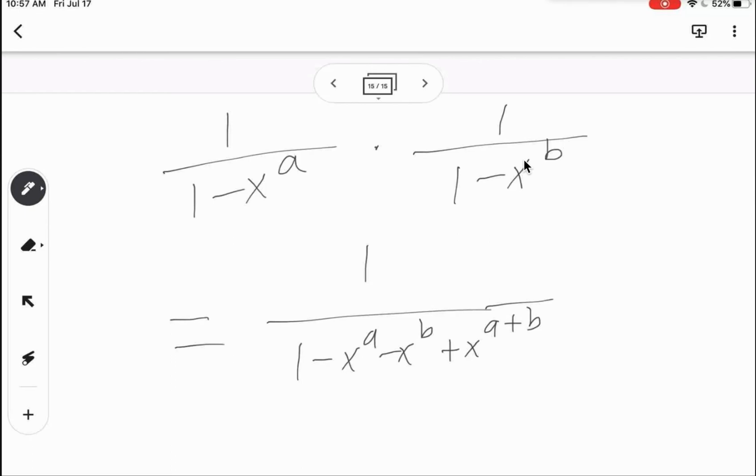And what this means is that if you look at the term x to the a plus I and the term x to the b plus I, then if you add these two, it's the same as adding the coefficients of x to the I and x to the I plus a plus b.